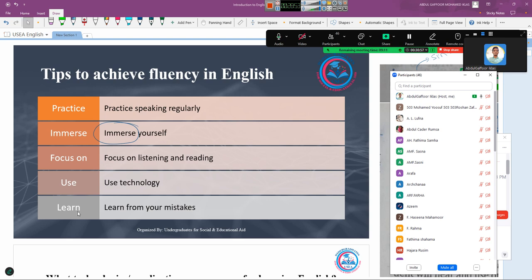And then the next important tip is to learn from your mistakes. For learning from your mistakes, you have to commit mistakes, right? You shouldn't be afraid of making mistakes, and you shouldn't be shy to make mistakes. Learning happens while making mistakes, right?